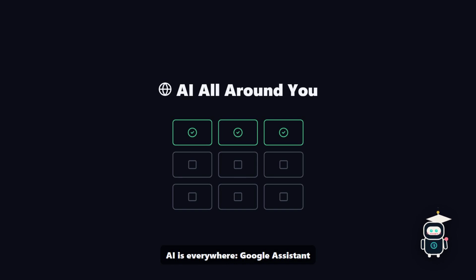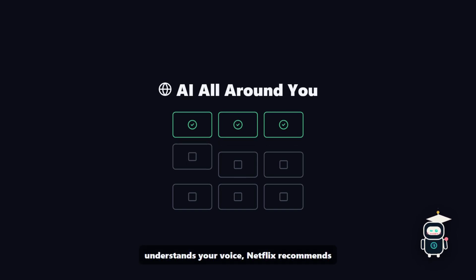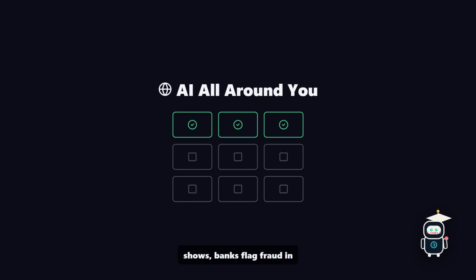AI is everywhere. Google Assistant understands your voice, Netflix recommends shows, banks flag fraud in milliseconds. These are all examples of AI in action, and they don't all require machine learning. Some use rule-based systems, but many rely on ML to improve over time.